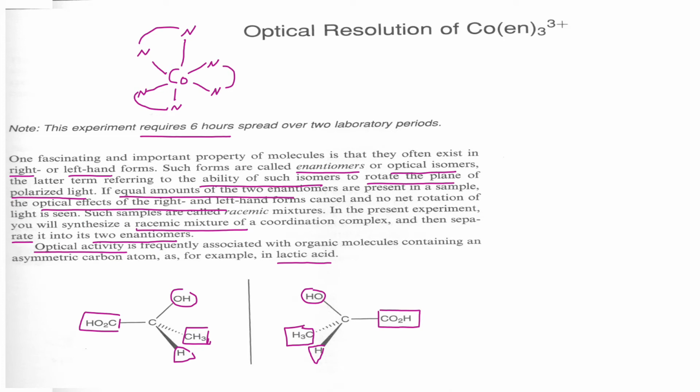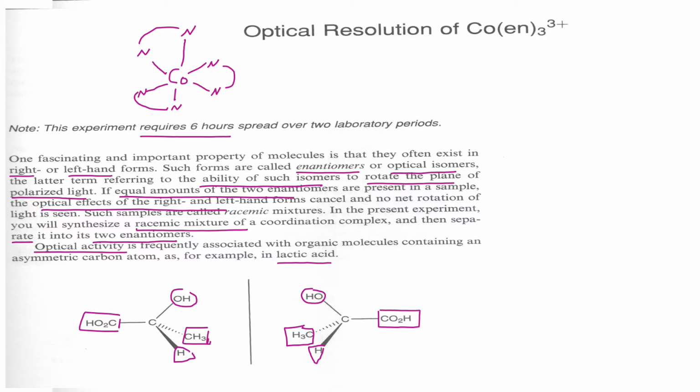Hello, this experiment is about preparing the optically active isomer tris(ethylenediamine)cobalt by first preparing the racemic mixture, and we will start by introducing you to the optically active compounds.